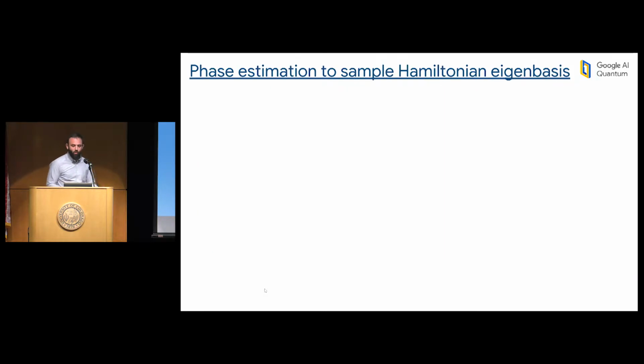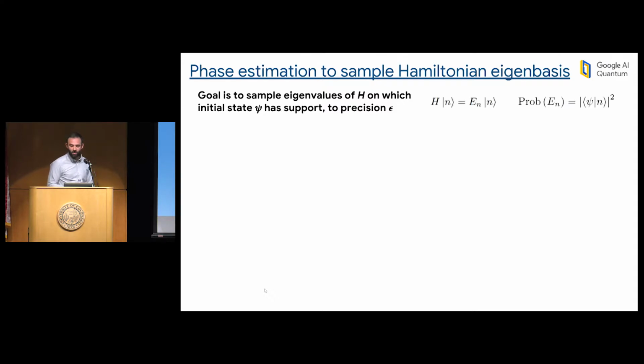Okay, so what we're typically trying to do here again is we're interested in sampling in the eigenbasis of the Hamiltonian from some initial classical guess state psi. And so here's some notation. Basically, we're trying to sample the eigenvalues of the Hamiltonian with a probability that has to do with the overlap of the initial state with those eigenvectors. So we can do this with phase estimation.